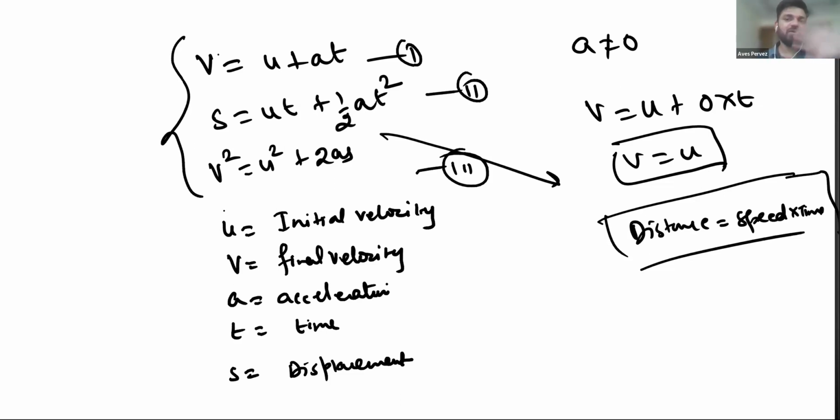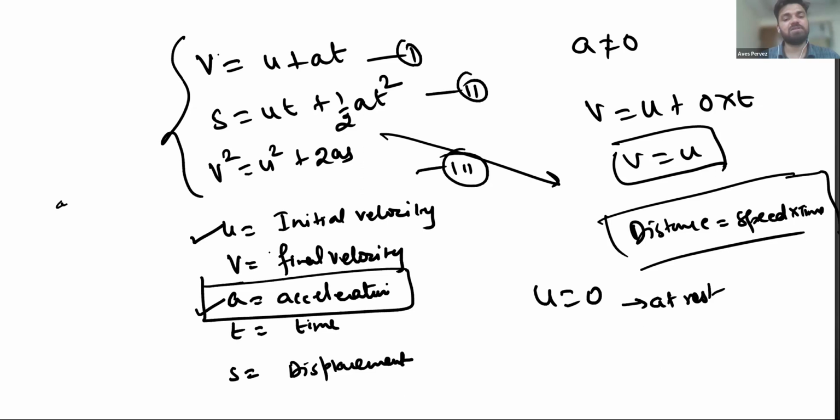Whenever a numerical problem is given to solve, you will be given this one and this one. This is a must. If you want to solve using these equations, then u and a will be given to you. If u is not given, it will be written like the object is at rest. Rest means the initial velocity u is 0. So this will be given to you in the question, 100%.